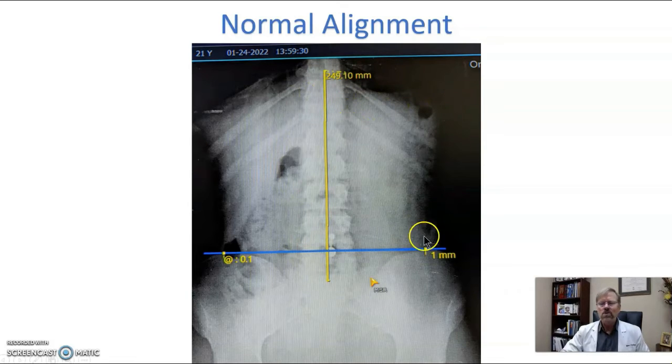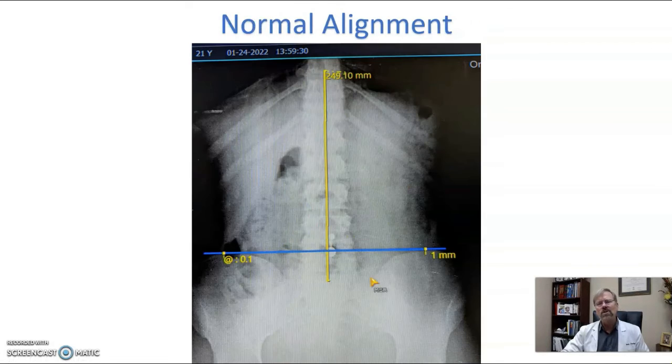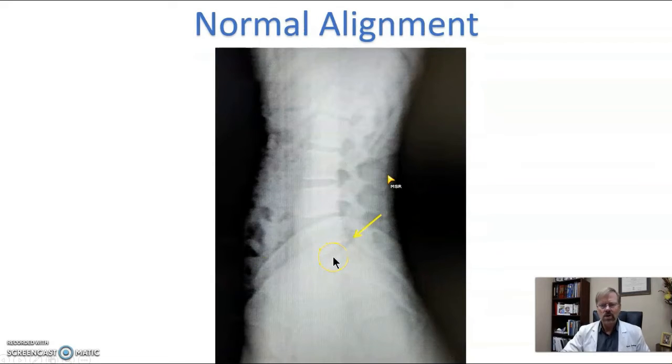So when we say normal, we're looking at hips that are level. Now, these are not perfectly level, but they're close, and a spine that is straight. A normal lateral view, so the one we just saw is actually, let's say, looking from behind. This one is looking from the side.